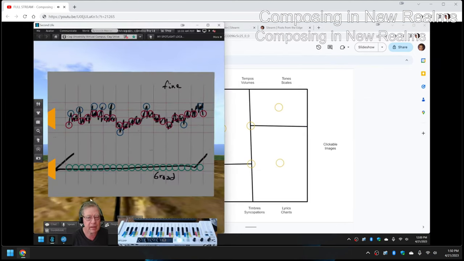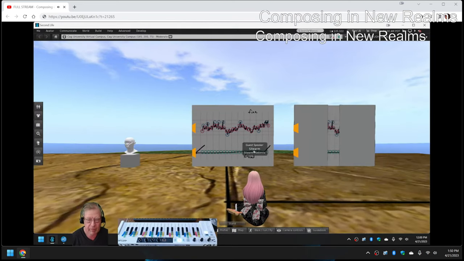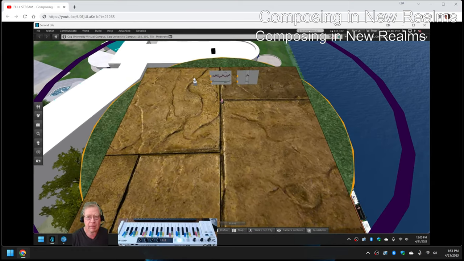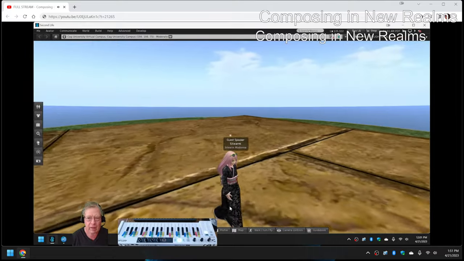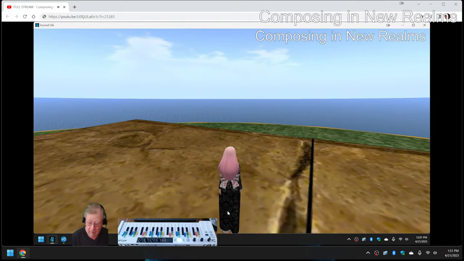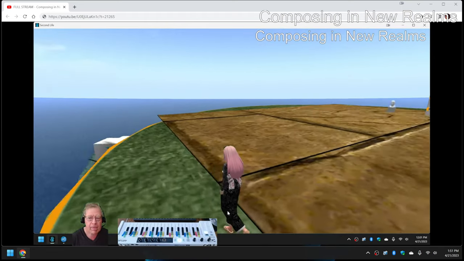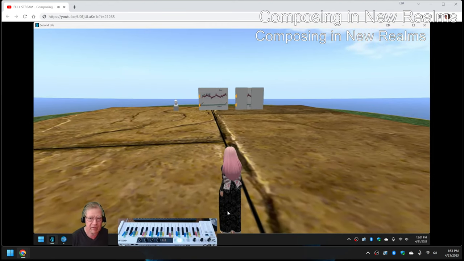So here's what that floor plan looks like in Second Life. What we like about it is, as a 3D looking effect, we can walk around in it. The entry will be up here. And that's as far as we've gotten.